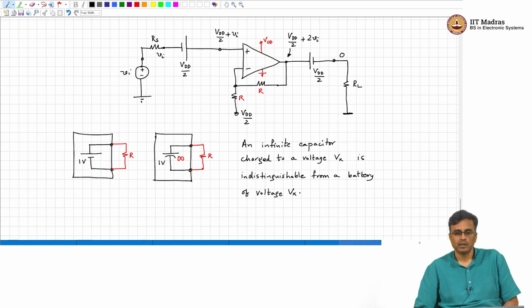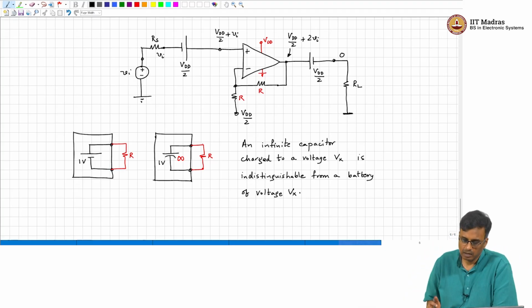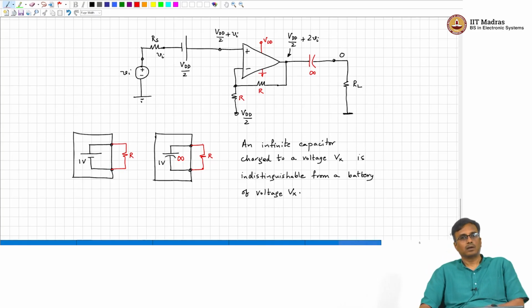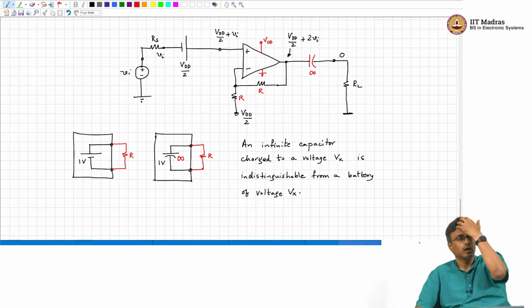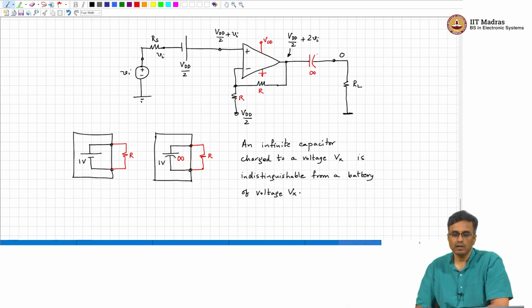All right. So for example, here, if I replace this by an infinite capacitor, what comment can you make about the voltage across this capacitor?